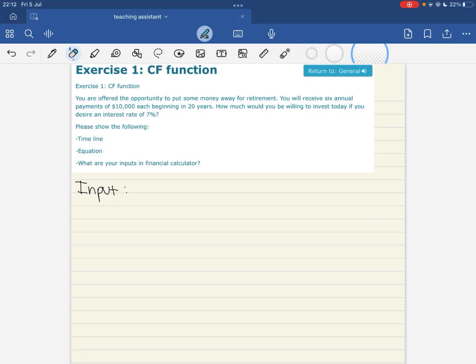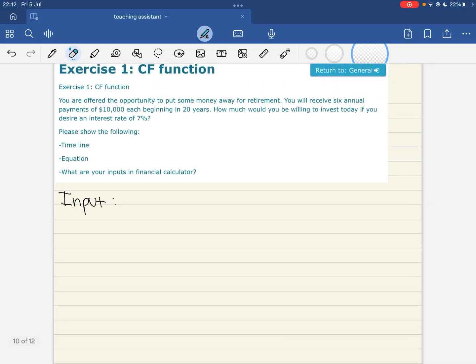Moving on to the next part of the problem, we have to write down what are the inputs for the financial calculator. And if you guys forget the steps, I highly recommend you watch again the video number 1. So the first step is to activate the CF function by pressing the CF button.